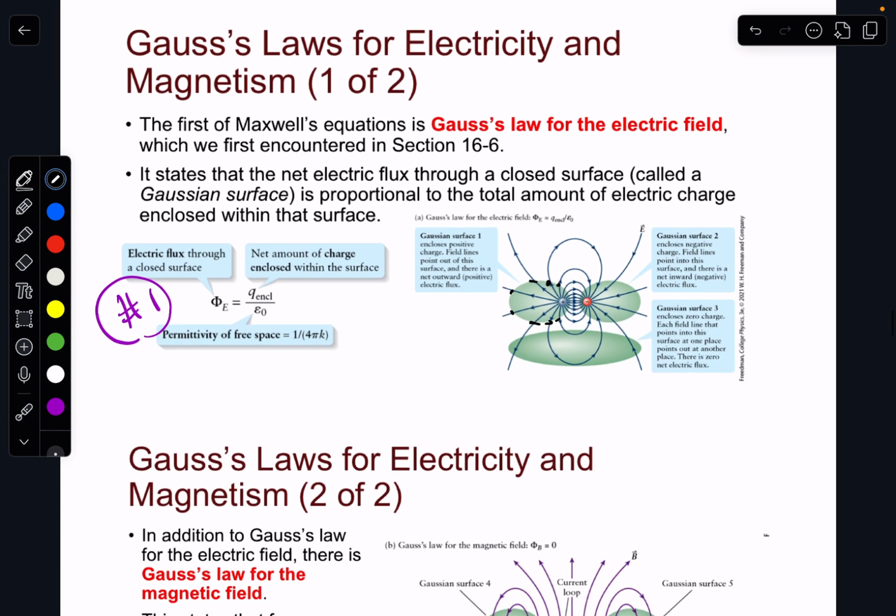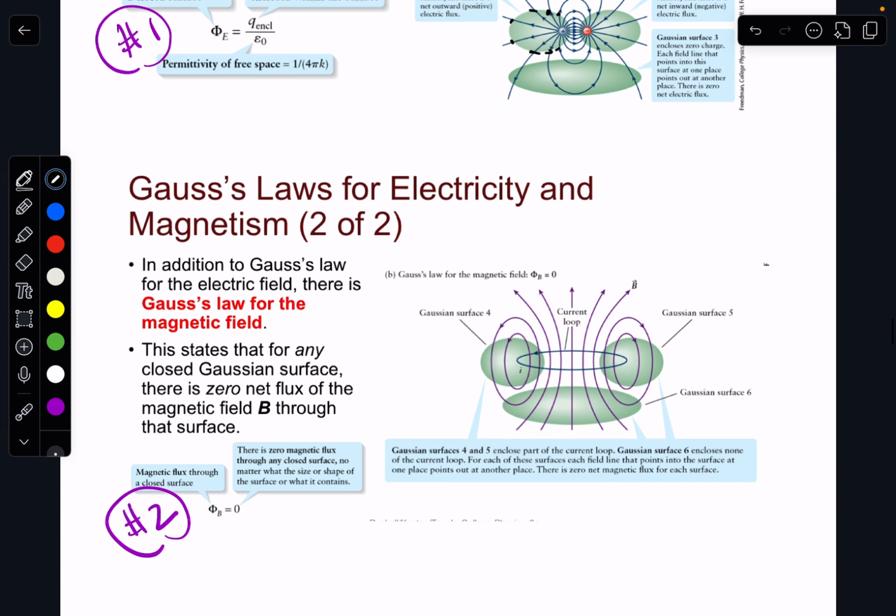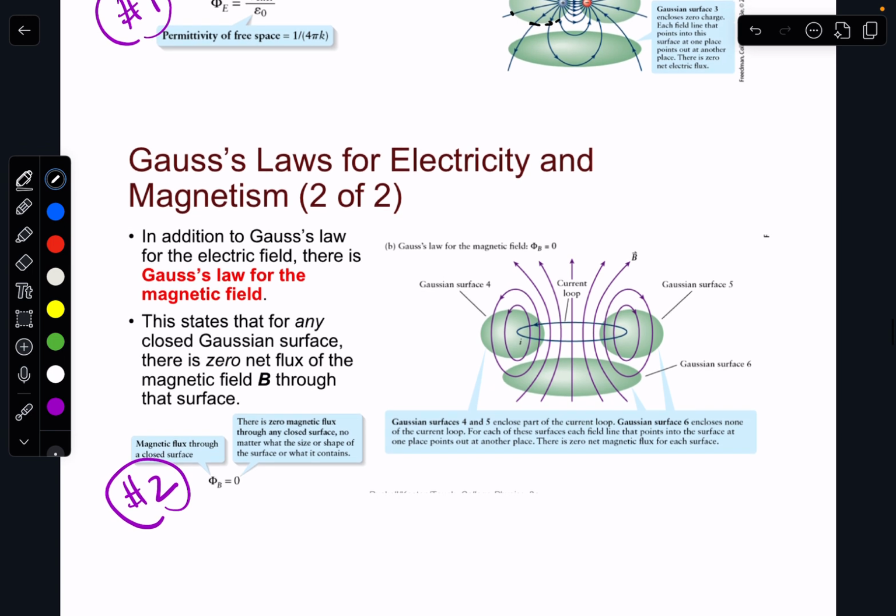And the second is Gauss's law again, but it's for magnetic fields. We didn't really talk too much specifically about Gauss's law for magnetic fields, but you may recall this. How we did describe it was, well, first let's look at it, right? Gauss's law for magnetic fields states that the magnetic flux through any closed surface is equal to 0.